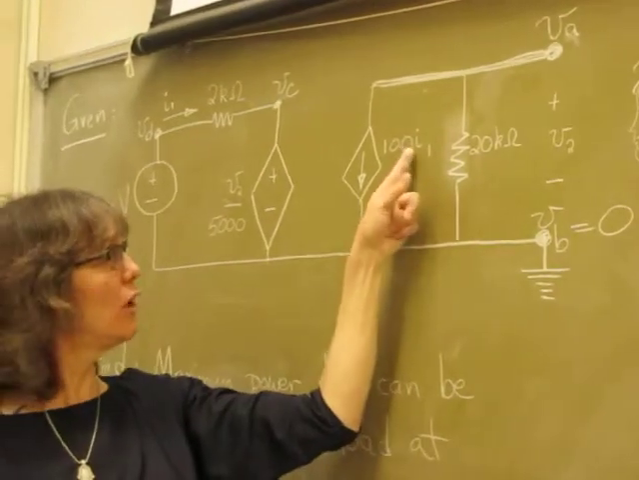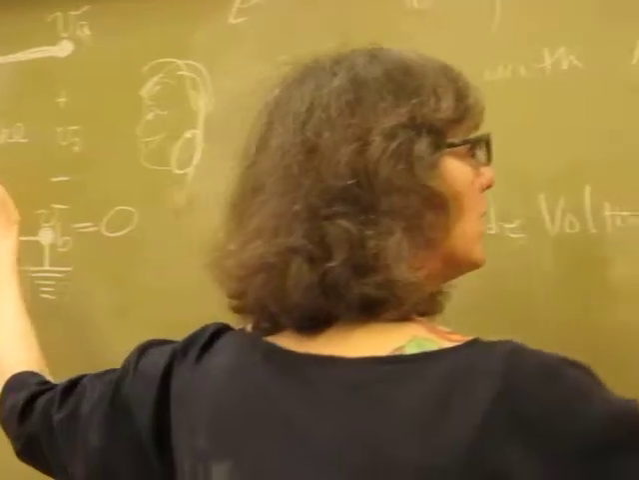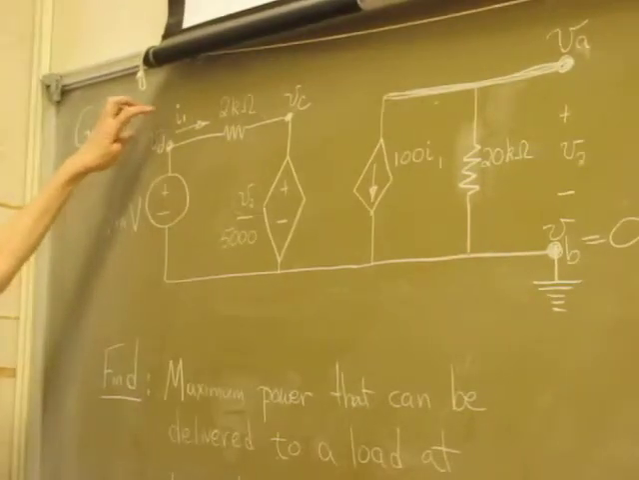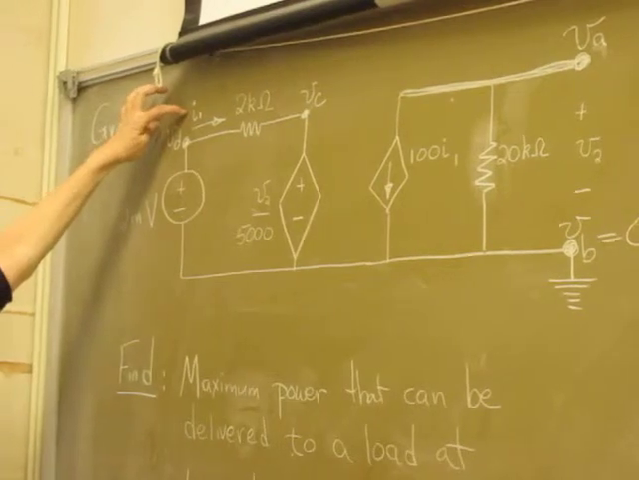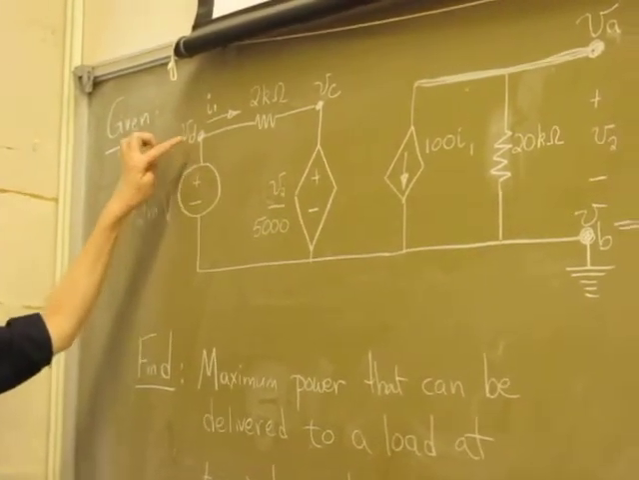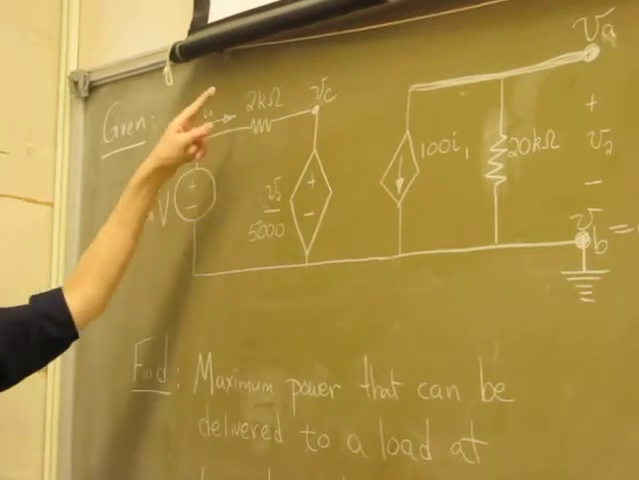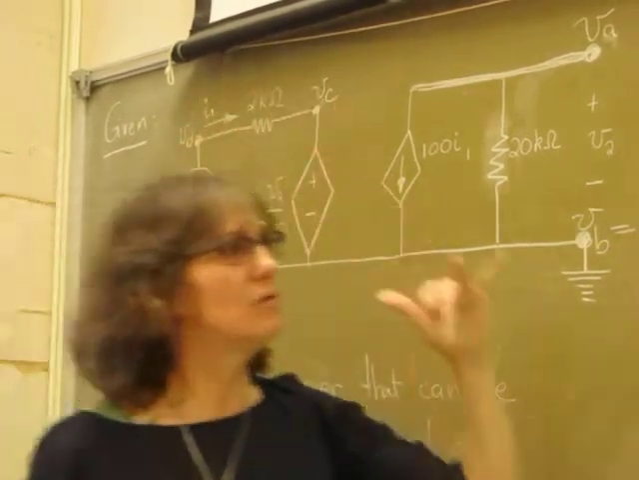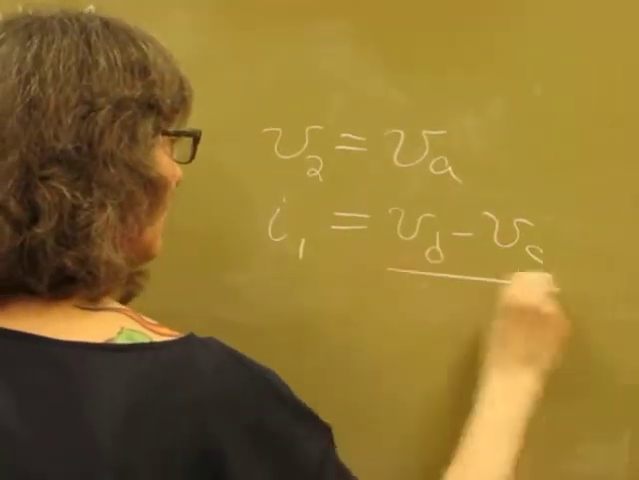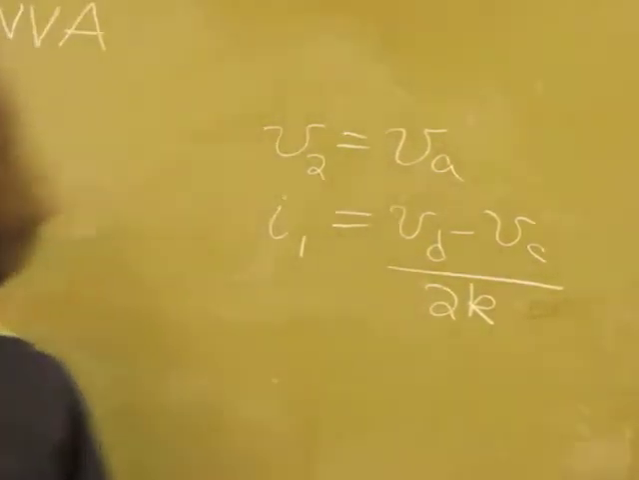The controlling quantity here is I1. So we've got to go and look, where's I1? Oh, here's I1. Can I write that in terms of the node voltages? Yeah, it's just going to be VD minus VC over 2K. So great, VD minus VC over 2K. All right, I'm done with that step now.